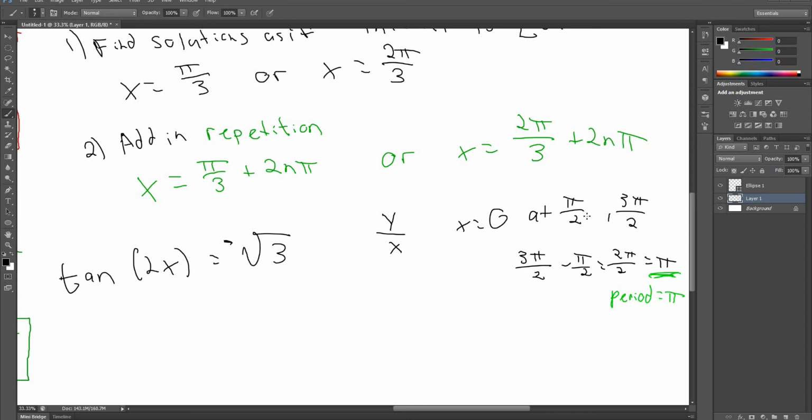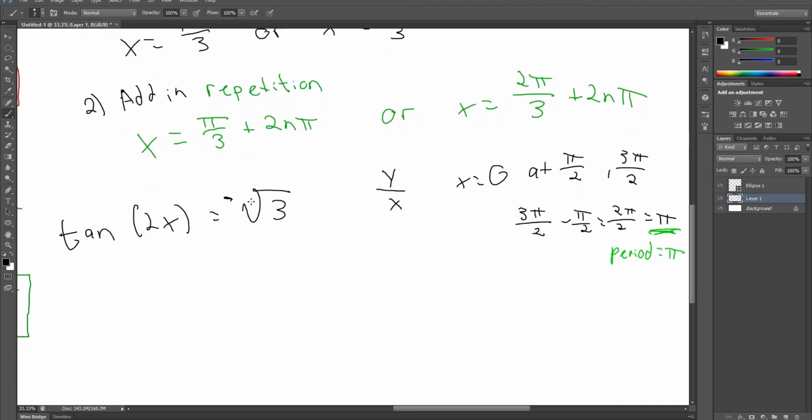Next, we need to figure out when tangent is equal to negative root 3, so that we know what angles 2x can equal. We're kind of limited actually to the number we could have. We know tangent is positive in quadrants 1 and 3. So we write positive in Q1, comma Q3. So our two angles are going to come from quadrant 2 and quadrant 4.